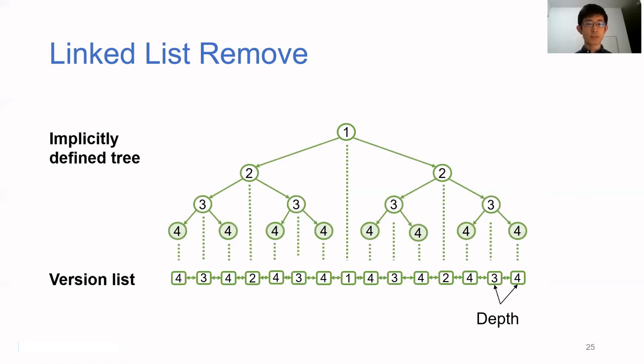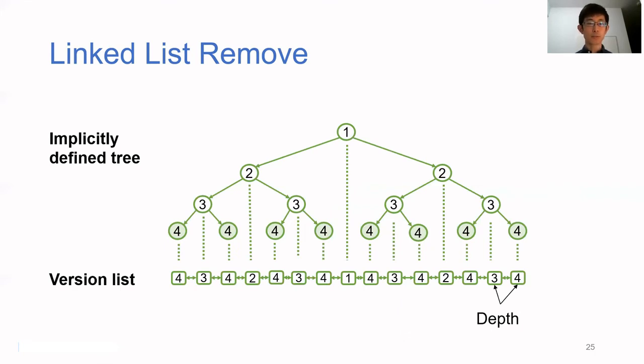So the key idea is to only remove nodes from the version list if it is a leaf in the implicit tree. And the important property is that leaves in the implicit tree will never be adjacent in the version list. So we'll never run into the problem that we had before. So it's important to note that this implicit tree is not actually stored anywhere in memory. It's just a helpful way for us to reason about the algorithm.